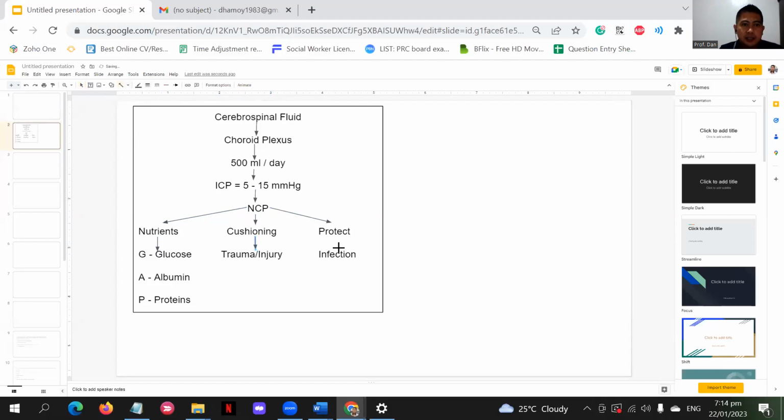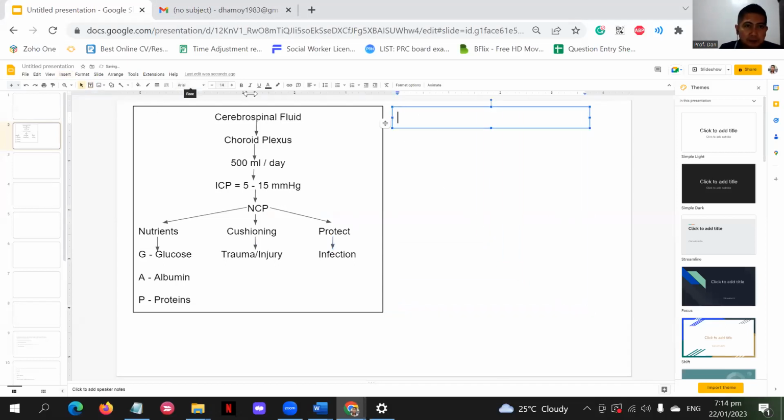So what's the color of your CSF, guys? What's the color of CSF? Very good. Take note, the CSF should be clear. It has no color. It should be clear. Board exam.